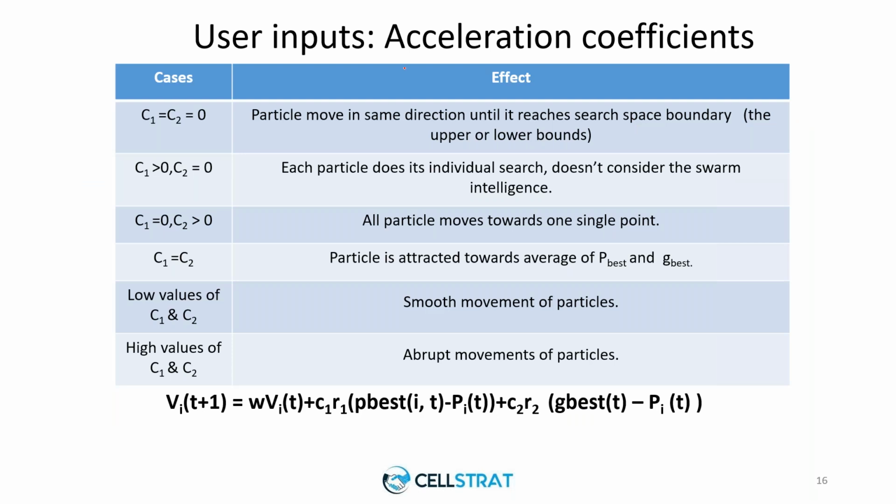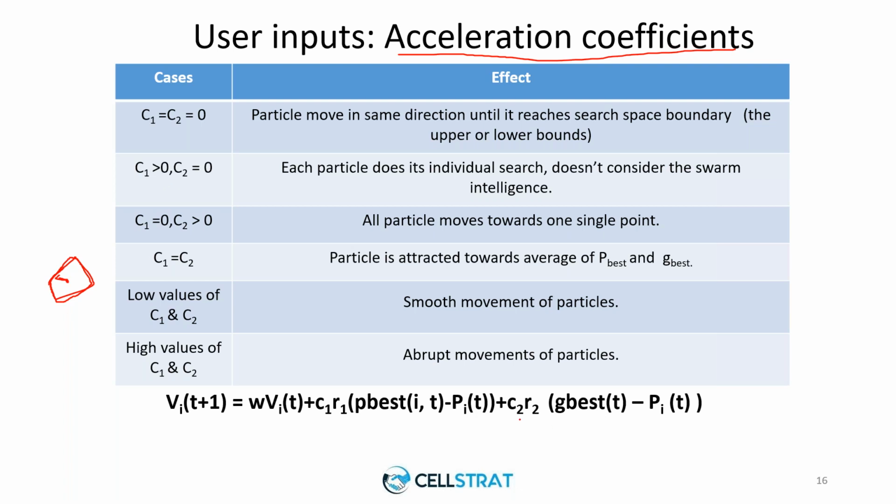Okay, now coming to this point. What will happen if you play around with the acceleration coefficients, which are user parameters? C1 and C2 are indirectly attached to the cognitive and social parts. If both of these become equal to zero, the particle will move in the same direction as your previous direction until the bounds are met. So if you have a search space and in the initial step the particle is moving in this direction, it will just continue to move in this direction until the search space boundaries are reached.